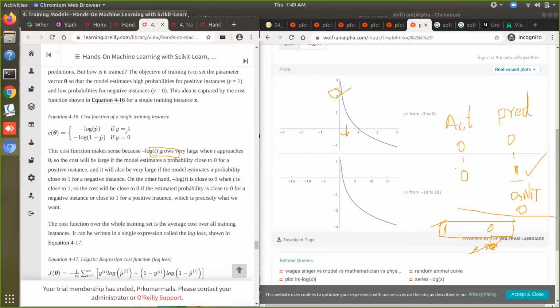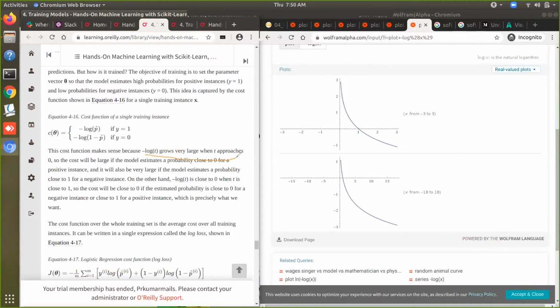Then we have defined the cost function: what happens when we predict 1, and what happens when we predict 0. Then we combine them and write it as a single equation, as here.